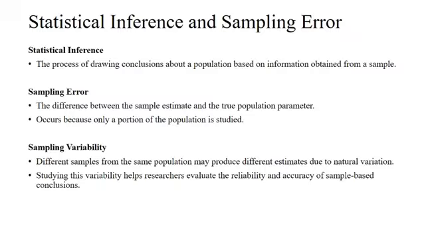Also, different samples from the same population may give different results. This is known as sampling variability, and studying it helps us understand how reliable our results are.